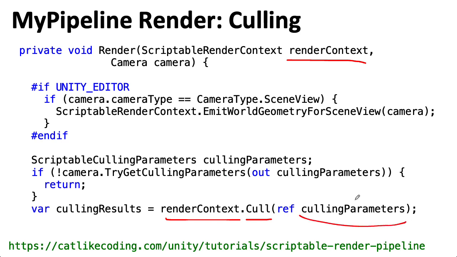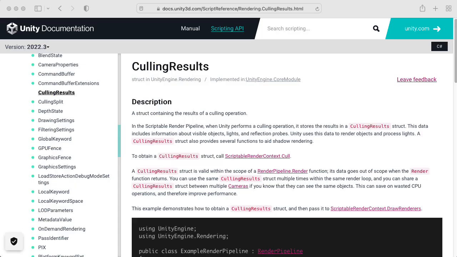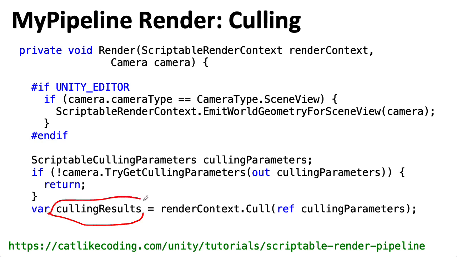Now, culling parameters is a big data structure, so rather than pass by value and shoving all that data on the stack, we use ref here to pass by reference, so it's a little more efficient. Culling results contain information about what survived that culling operation. These culling results don't just contain information about what objects are visible. It also contains information about what lights are relevant. So your total scene in Unity might consist of 20 lights, but it's going to give you just the relevant ones as far as lighting the objects in your scene viewed by the camera.